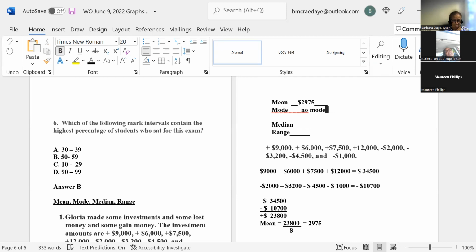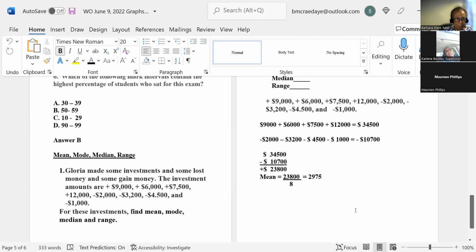Now, Maureen, we want to do the median. So what do we have to do to get the median? We go from the highest to the lowest. Okay, so let's just put them in order. They have to be in order for the median. So what's the highest number of these amounts?